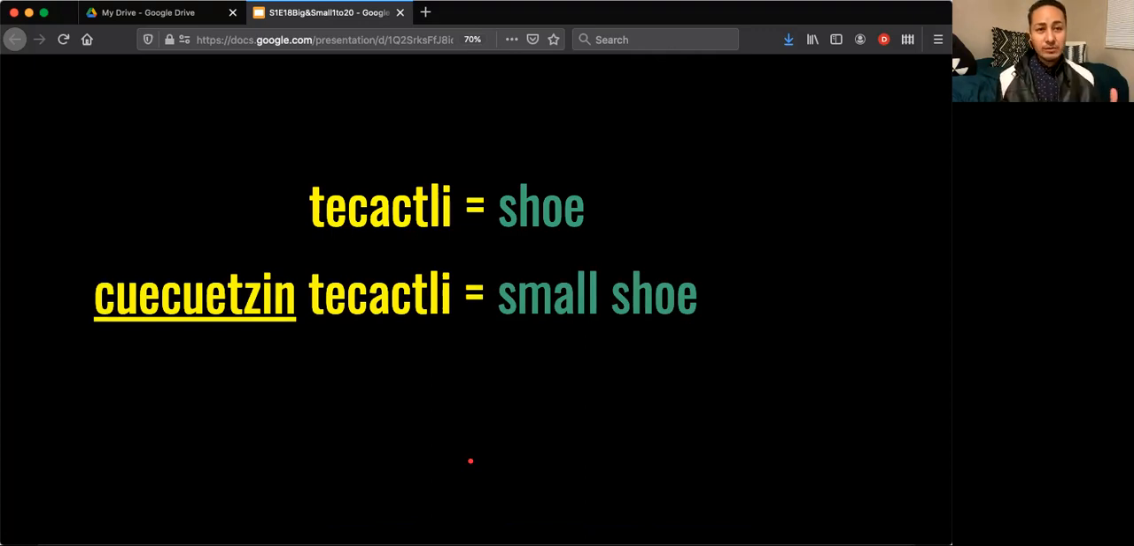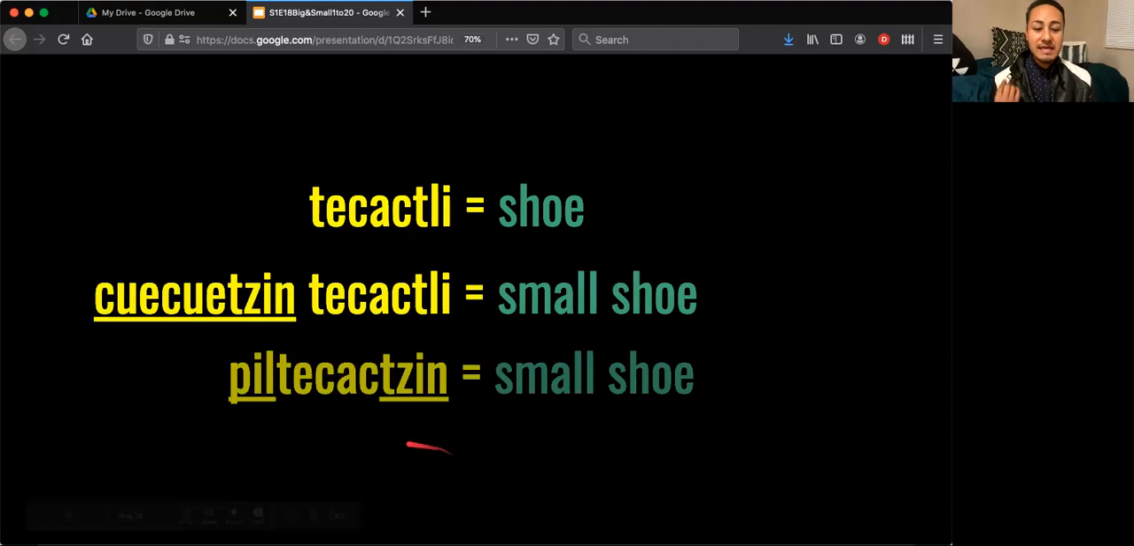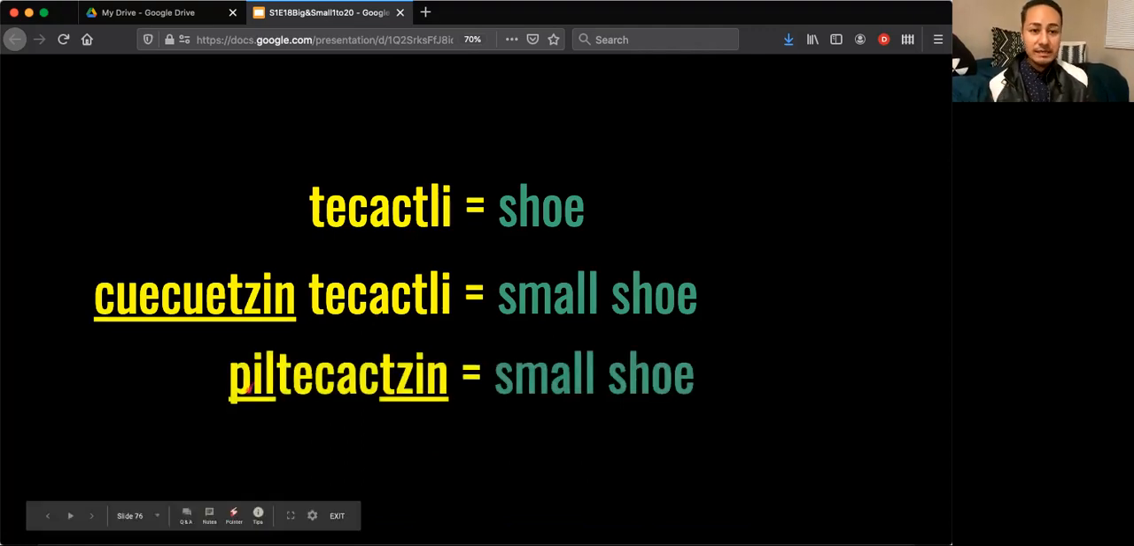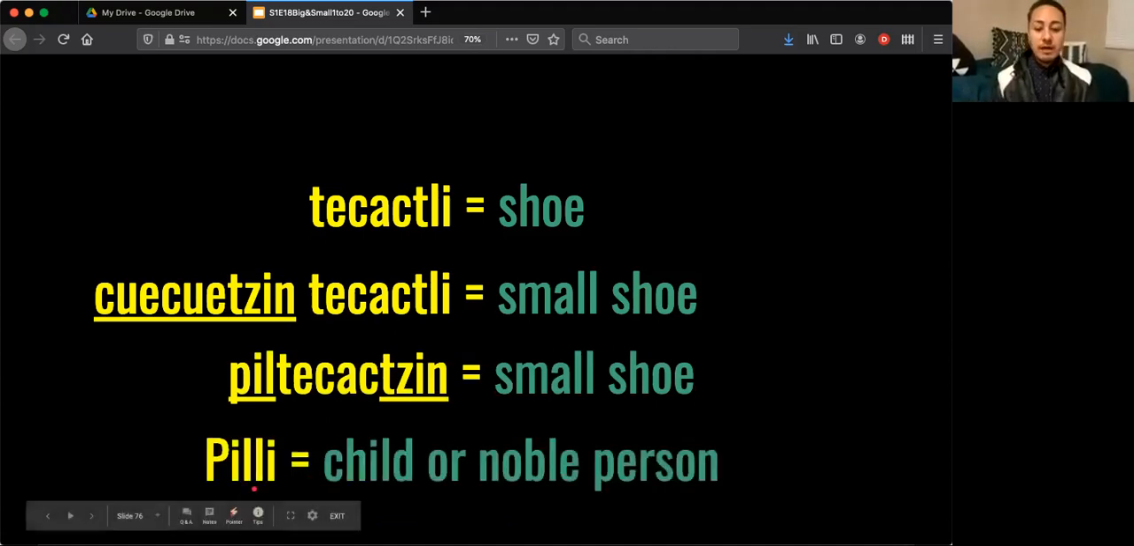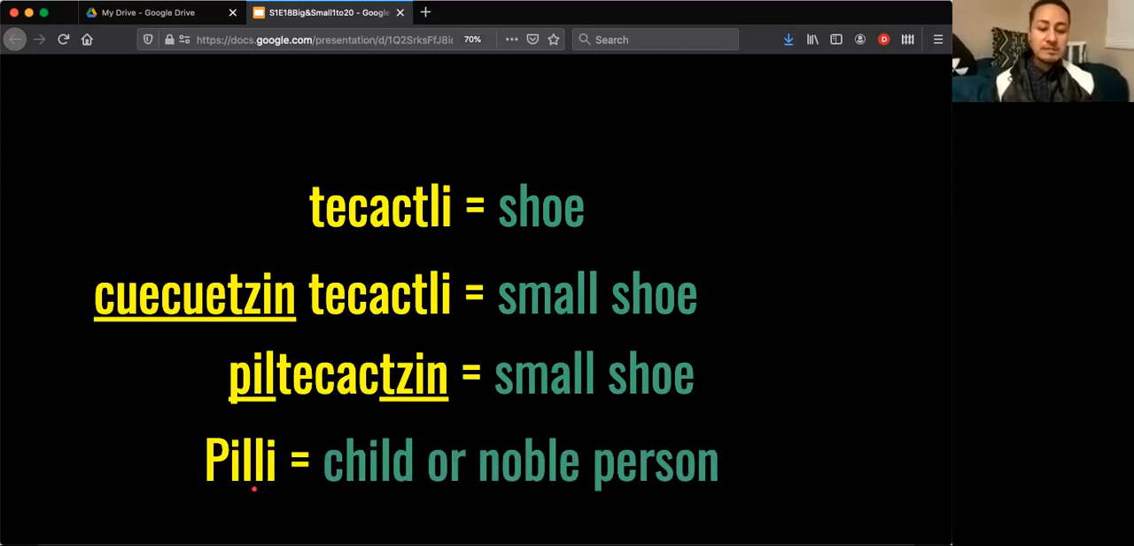But Nahuatl has another way to also make something small. And that is taking that noun, tecatli, and adding pil to it and tzin at the end. So that tzin that we learned last week, this is where you use it as the meaning of small. So we say pil tecatzin, it also means small shoe. So this word pili, it comes from the word for child or for noble person. If you go and learn classical Nahuatl, you'll learn that they would say pili for child. And some varieties of central Nahuatl still use pili to mean child. So you say nopilwan, my children, that's perfectly understandable today still. Nopilwan, my children. So pili basically means child.